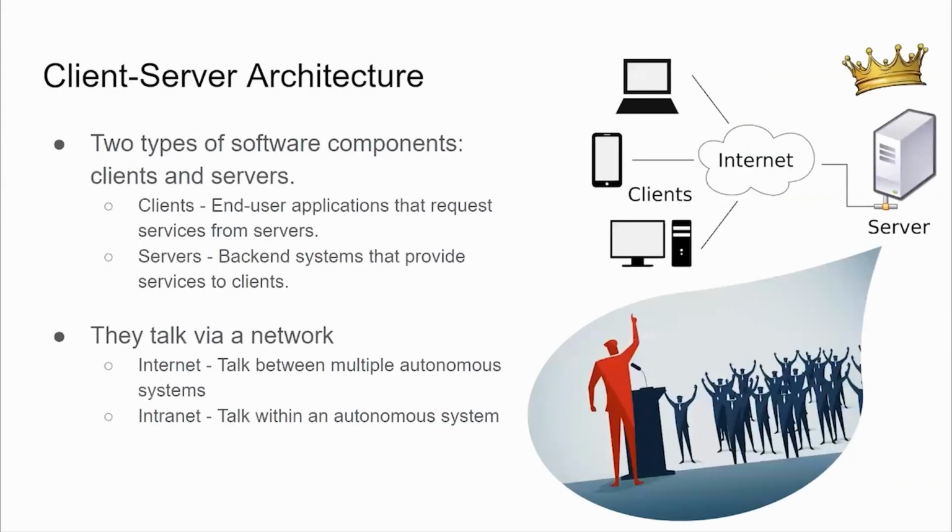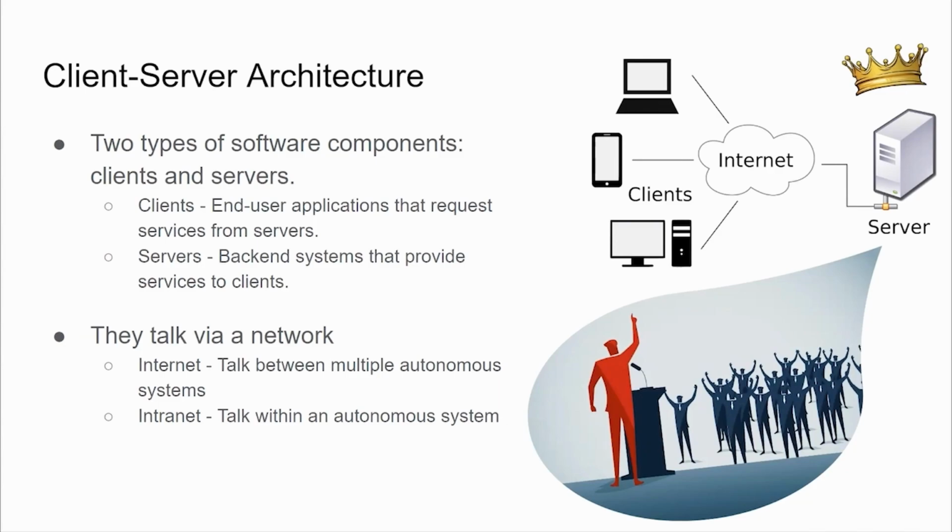Next up, we will discuss the two types of software components that make up client-server architecture: clients and servers. Clients are end-user applications that request services from servers. They are usually installed on a user's device and are responsible for making requests to servers for data or other resources. Clients can be web browsers, mobile apps, or desktop applications.